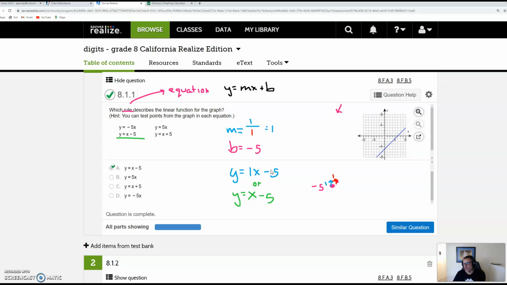Remember, I always talk about math being a language, and there's more than one way to say a tree is tall. A tree is big. The tree is really high. The tree touches the sky, right? Those are all different ways of saying the same thing. Math is no different. So when they say what rule, they mean the equation. You're looking for the slope, you're looking for the y-intercept.